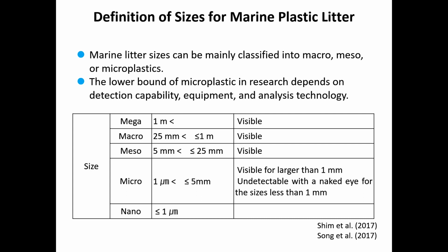So far, marine litter sizes are mainly classified into macro, meso, and microplastics. Examining the lower bound of microplastics will depend on detection capability, equipment, and analysis technology. It is extremely rare to examine nanoplastics smaller than 1 micrometer. While marine litter ranging from mega to meso is visible with the naked eye, microplastics are only visible if they are larger than 1 millimeter in size. Microplastics smaller than 1 millimeter are difficult to detect without the use of special equipment.